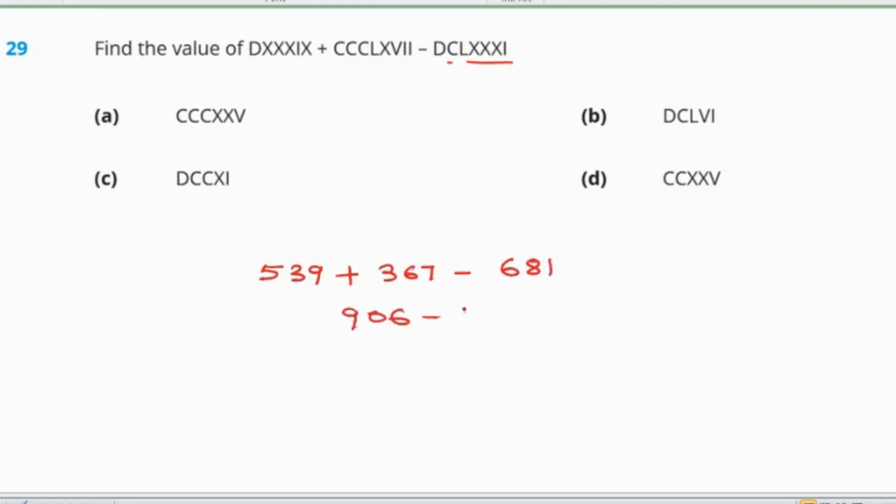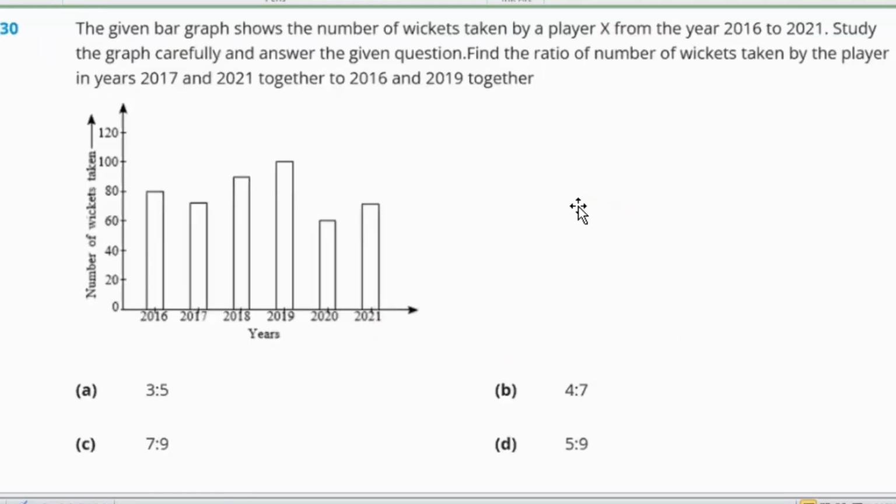Okay. Now we need to subtract 681 from that. So if we subtract 681, we will be getting 225. Correct? And if we are going to change it into the Roman number, 200 means CC, 20 means XX, and 5 means V. Okay, so the number we are getting is CCXXV, which is option number 3. Now we are moving towards the next question, which is question number 30.